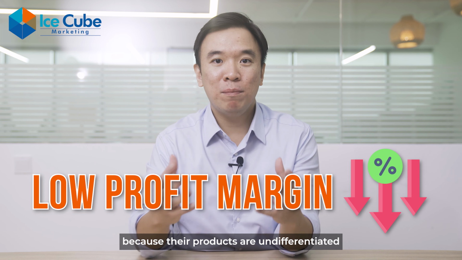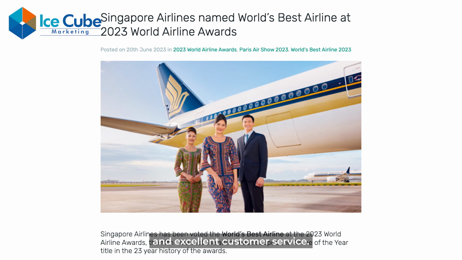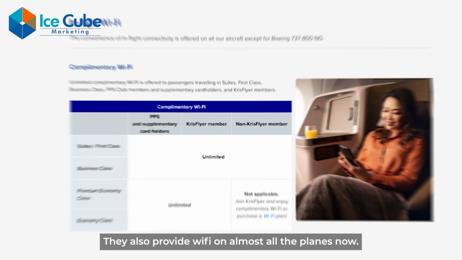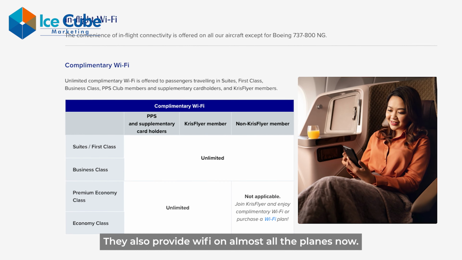What Singapore Airlines has done is firstly, they differentiated from other airlines by providing value-added services such as better in-flight entertainment with the latest movies, higher quality food in collaboration with famous chefs, and excellent customer service. They also provide Wi-Fi on almost all the planes now. That way, they differentiate from their competitors and manage to charge premium pricing.